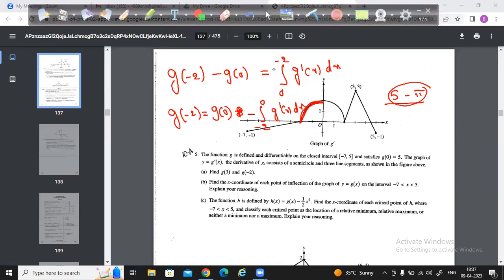Okay. Very good. I expect everyone to give me an answer. When you know the formula, I should not sit quiet. So g of minus 2 is 5 minus pi, the area under this curve.